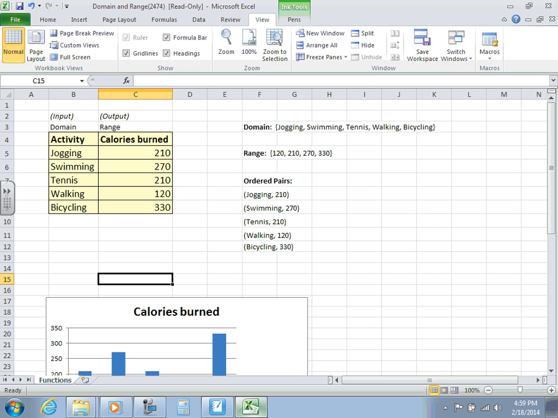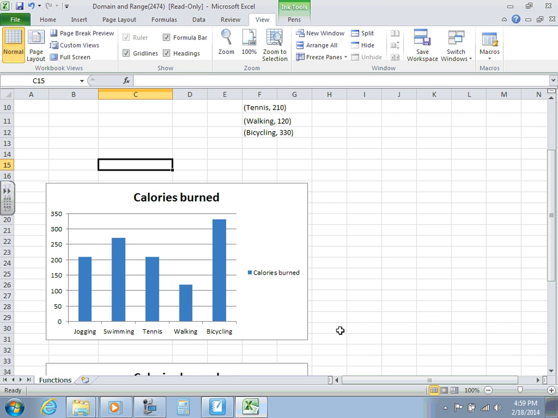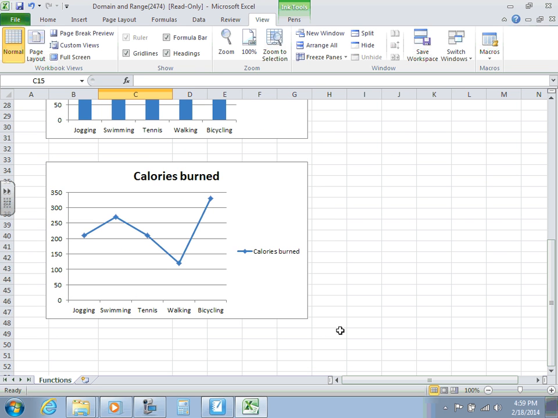Fairly simple there. I also wanted to show you examples. They asked for a bar graph, and I've created a bar graph here. And they asked for a broken line graph, and here's a broken line graph from the same data.